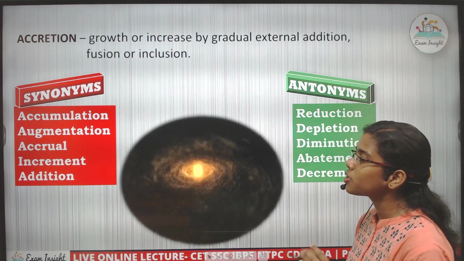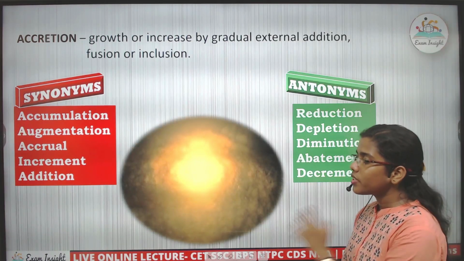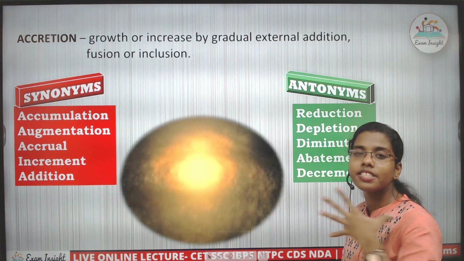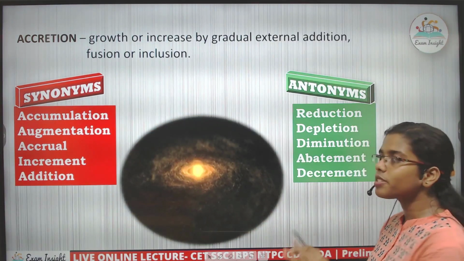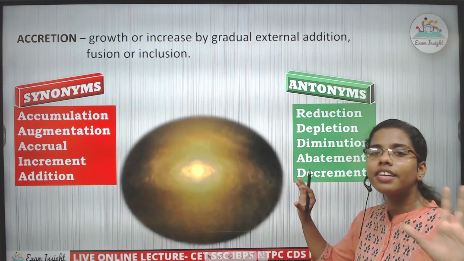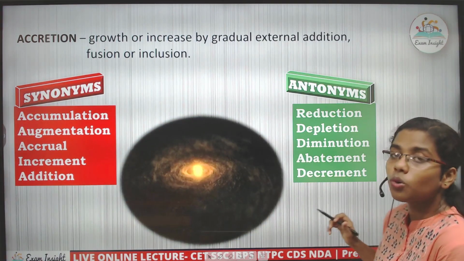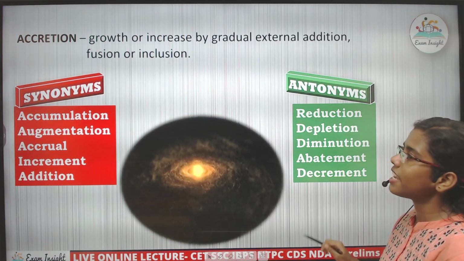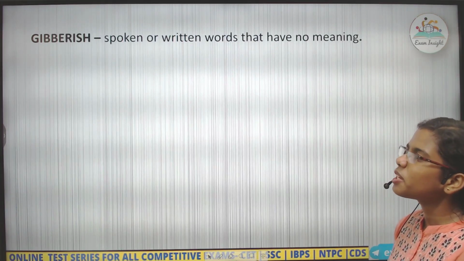Let me show you the pictorial form. As you can see, this was in a smaller proportion first, then it is getting enlarged. Same as the meaning for accretion. First it is in a smaller proportion, then it enlarges. Then it grows with time. So that's called accretion. Moving on to the next word, that is gibberish.